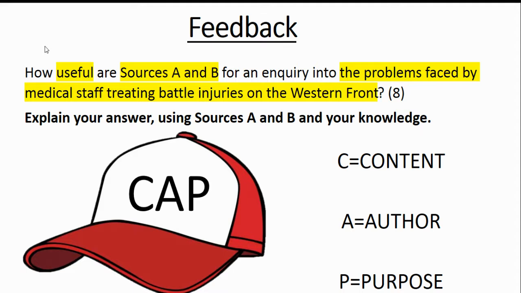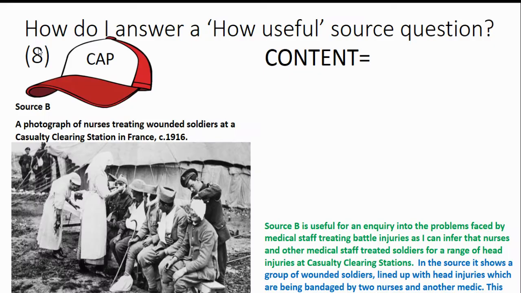Okay, so last lesson you were given a question which asked you how useful are sources A and B for an inquiry into the problems faced by medical staff treating battle wounds on the Western Front. And to answer this question, you needed to use CAP. The acronym that we use to answer this question is CAP. This stands for content, author, and purpose.